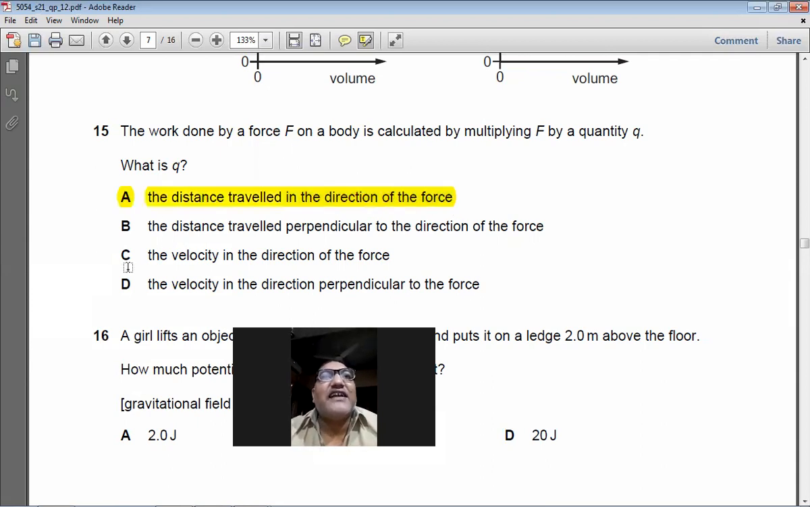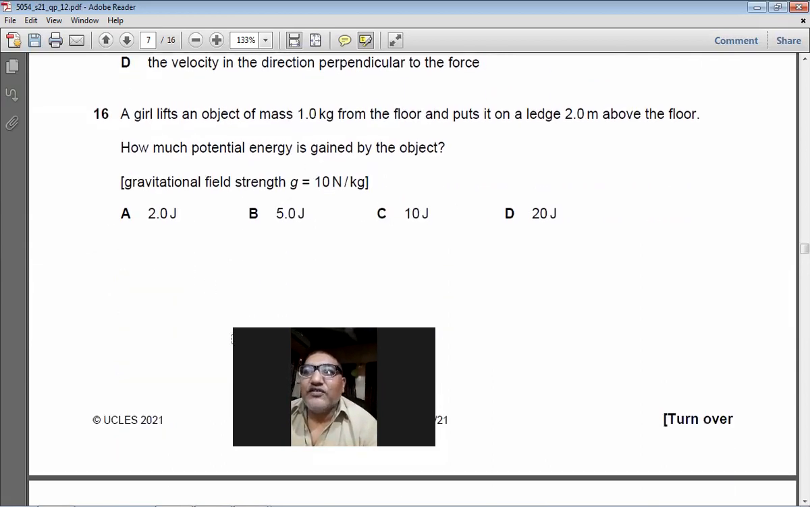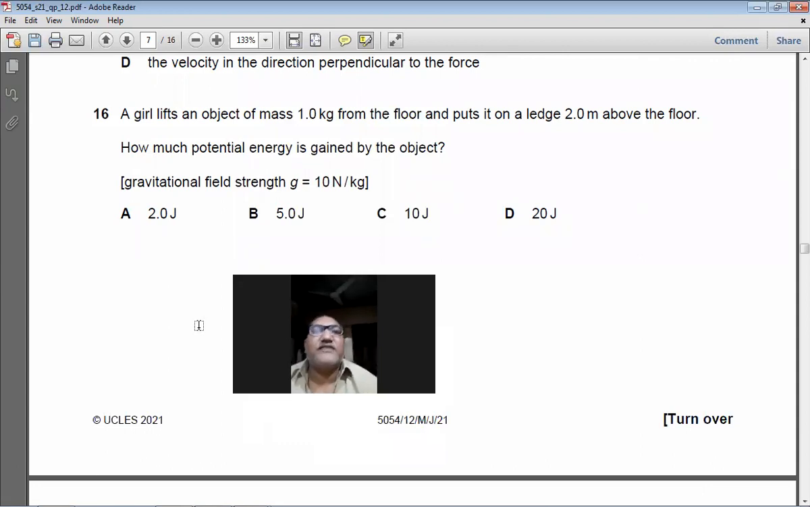Yes, that is that second quantity. A is the right option, sir. Question number 15, A is the 100% right answer without any doubt. So we are moving to the next question. The next question is question number 16.